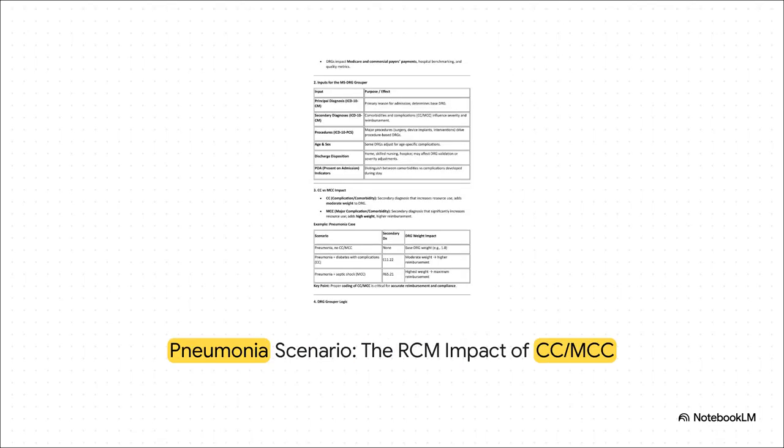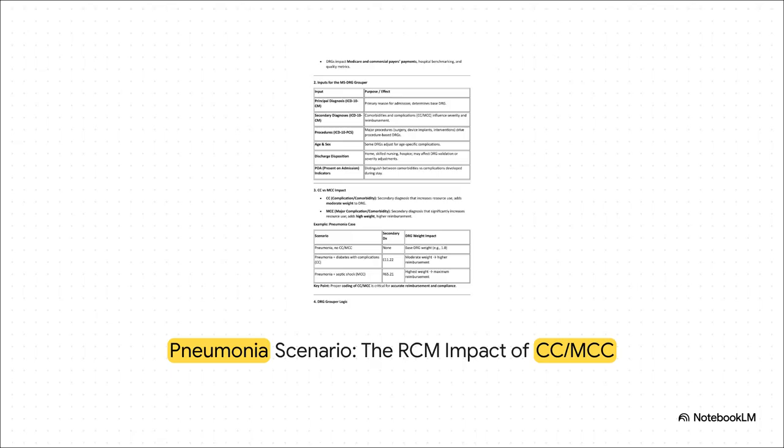Let's put this into perspective and look at the financial impact with a pneumonia scenario. If the patient has simple pneumonia with absolutely no CC or MCC, the hospital gets the base DRG weight. Let's just say it's 1.0 for easy math. If the patient also has diabetes with complications, which is a CC, you get a moderate weight bump.